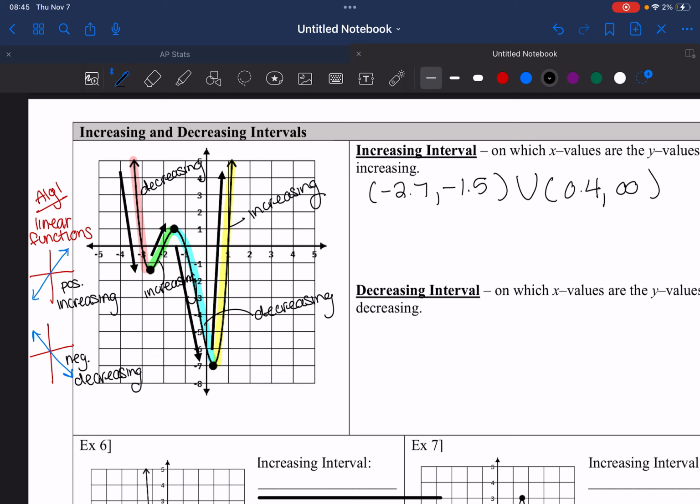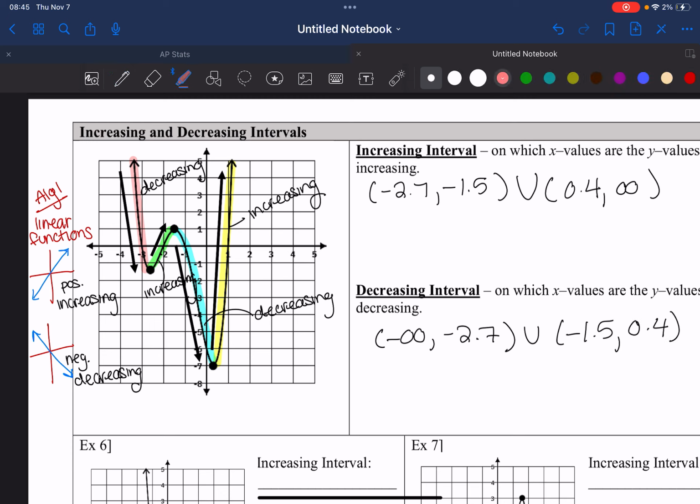Our decreasing ones, starting with the pink, we start at negative infinity and go to right before that green one, which we said was negative 2.7, union with our other decreasing one, which is the blue, where we start at the end of the green one, which is negative 1.5 to 0.4. And again, let me highlight all of these so we can see. So this is the decreasing, increasing, decreasing, increasing.